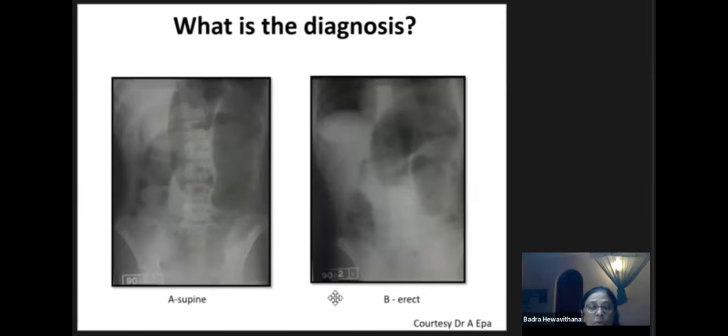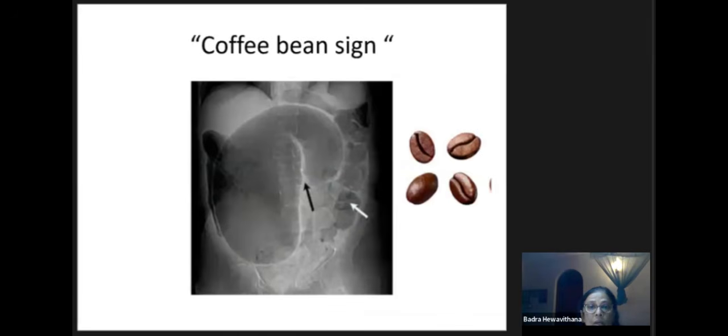Maybe too simple for you all, so you don't want to come out. So, it is sigmoid volvulus. It's a classic case. My friend Dr. Appa from Kalubowila gave me this case. Very nice film. Then the coffee bean. A bit asymmetrical. I put some coffee beans for you to see this because this is not a typical coffee bean, but it is asymmetric. But this is the sign we use, the coffee bean sign.